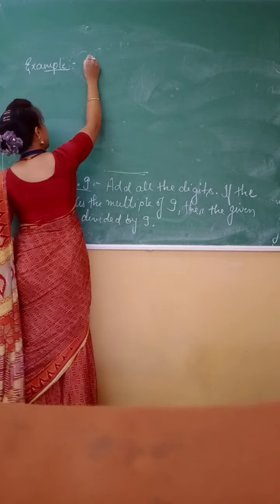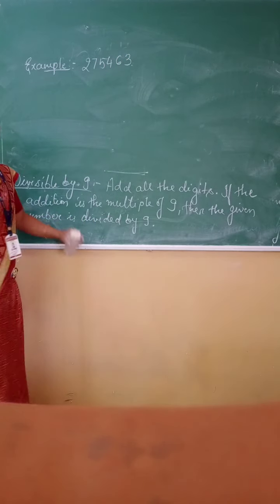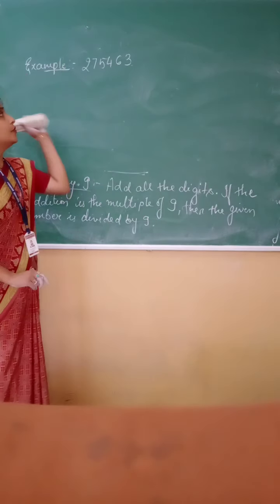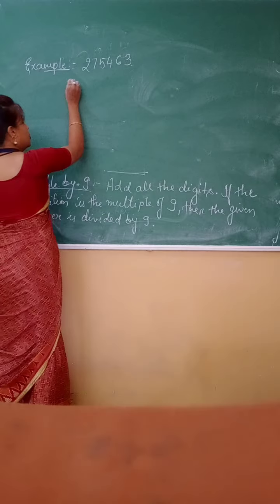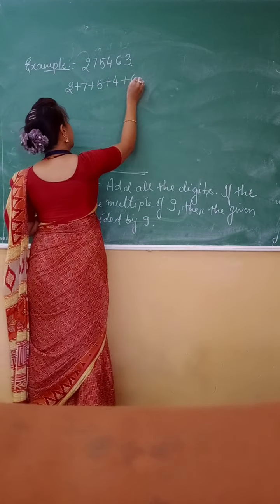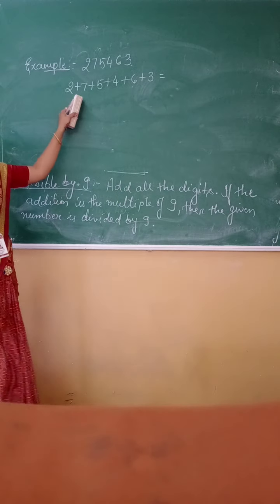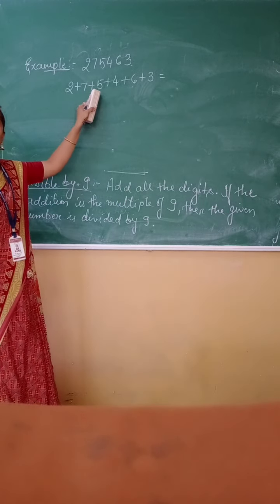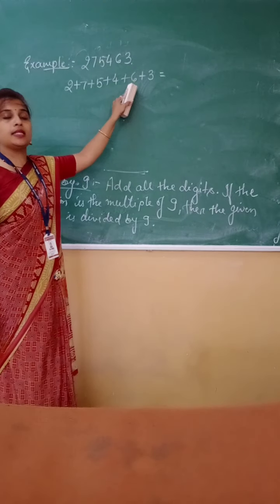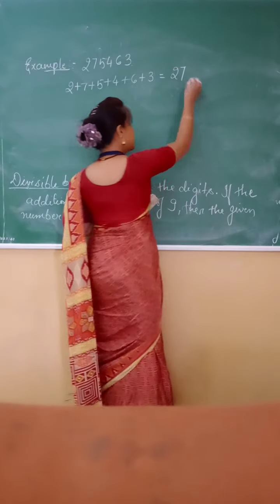Suppose any number is like 2, 7, 5, 4, 6, 3. We have to check whether this number is divisible by 9 or not. First of all, add all the terms: 2 plus 7 plus 5 plus 4 plus 6 plus 3. What is the addition? 2 plus 7, 9. 9 plus 4, 14. 14 plus 4, 18. 18 plus 6, 24. 24 plus 3, 27.